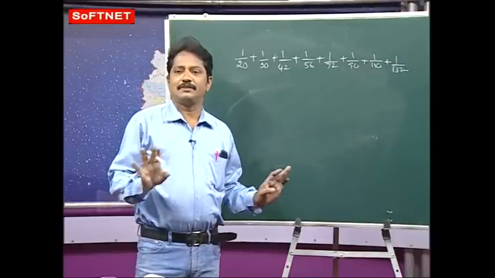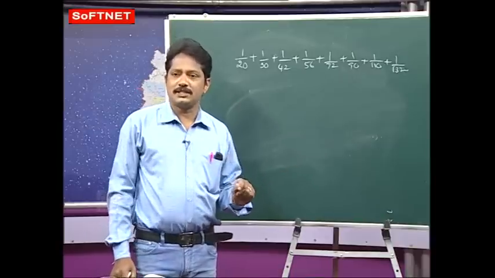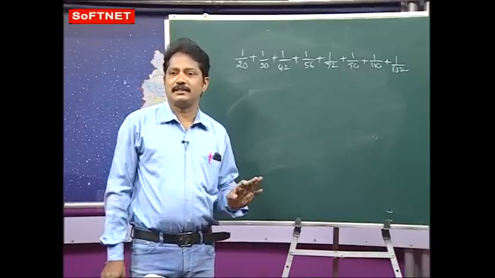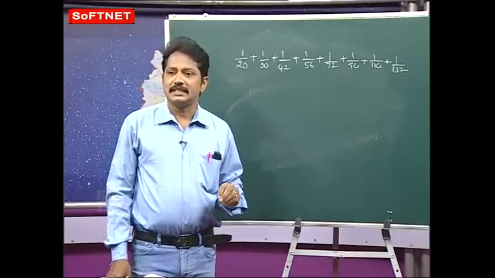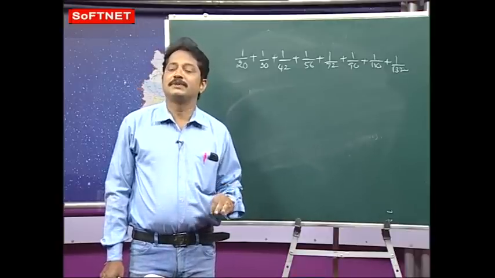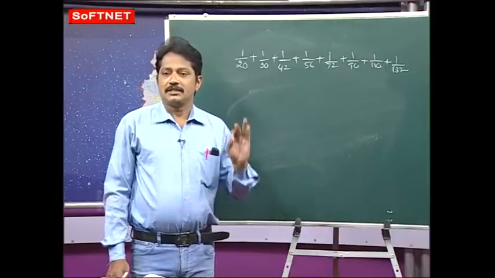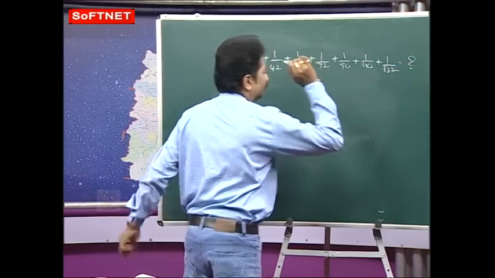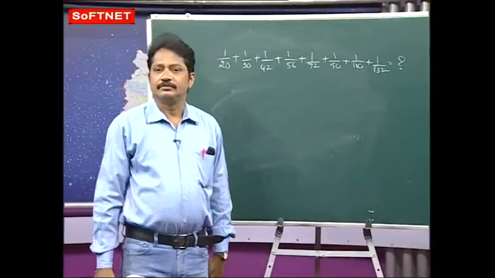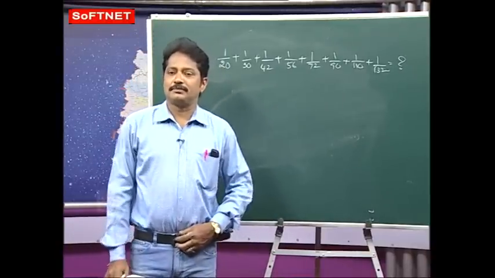Spontaneously I gave one equation here. 1 by 20 plus 1 by 30 plus 1 by 42 plus 1 by 56 plus 1 by 72 plus 1 by 90 plus 1 by 110 plus 1 by 132. Solve it. Find the value of this. You have to find it. Okay, so the question is given, you have to solve it.